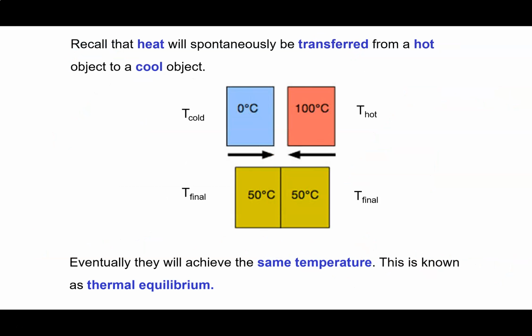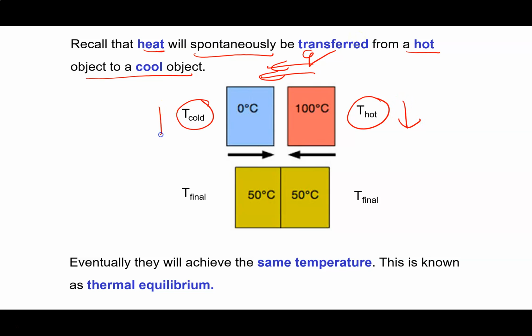Okay, so remember what we said? We said that heat will spontaneously be transferred from a hot object to a cool object. So if I have a cold object and I bring it in contact with a hot object, what will happen is heat will move from the hot object into the cold object. The temperature of the hot object will go down, the temperature of the cold object will go up. And when will the heat stop being transferred? When they reach the same temperature, okay? Once they get to the same temperature, that's called thermal equilibrium.